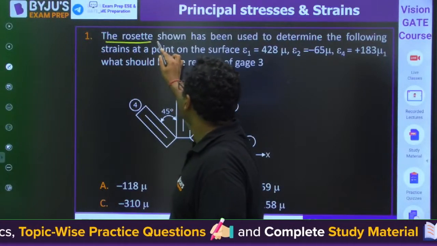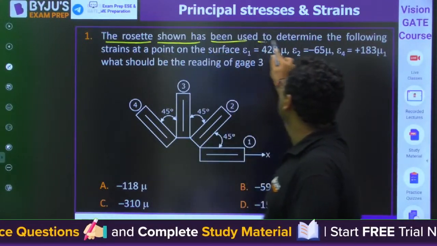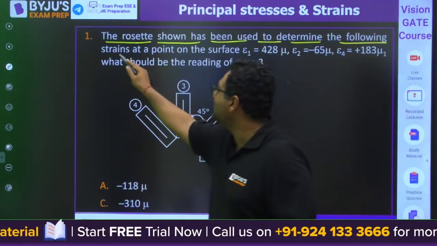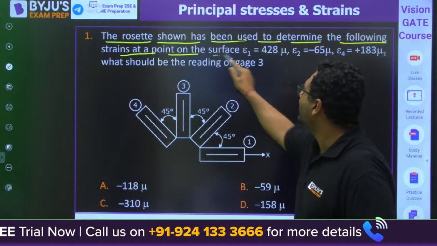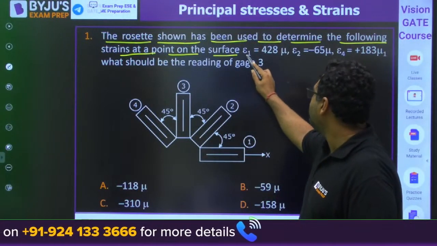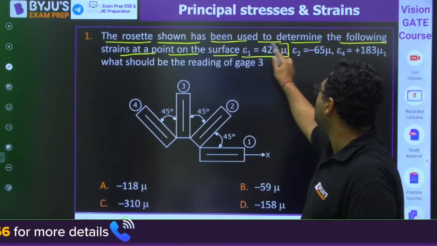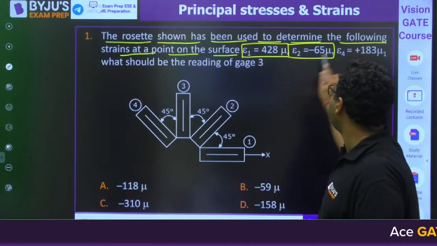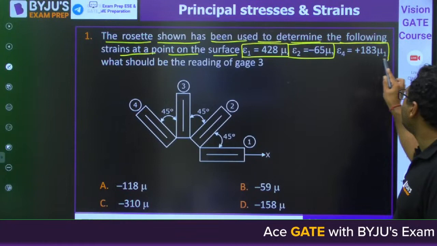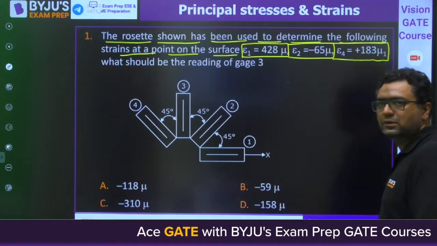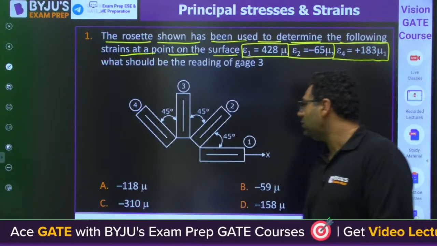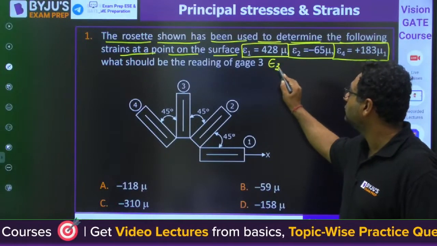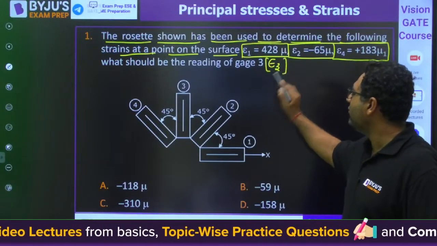The rosette shown has been used to determine the following strains at a point on the surface. Epsilon 1 is 428 microns. Epsilon 2 is minus 65 microns. Epsilon 4 is 183 microns. Will you try for epsilon 3?